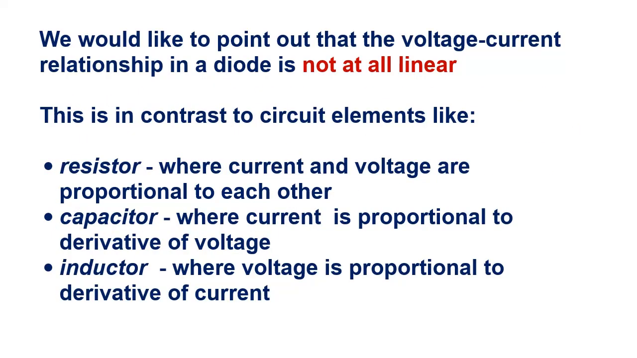We would like to point out at this point that the voltage-current relationship in a diode is not at all linear. This is in contrast to circuit elements like resistor where current and voltage are proportional to each other, capacitor where current is proportional to derivative of voltage, inductor where voltage is proportional to derivative of current.